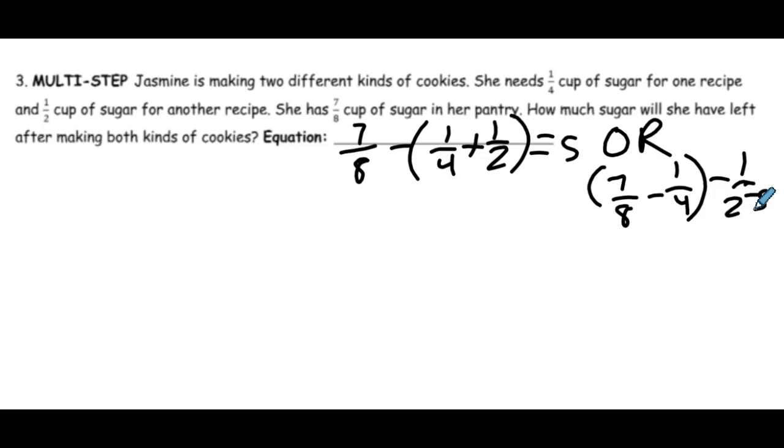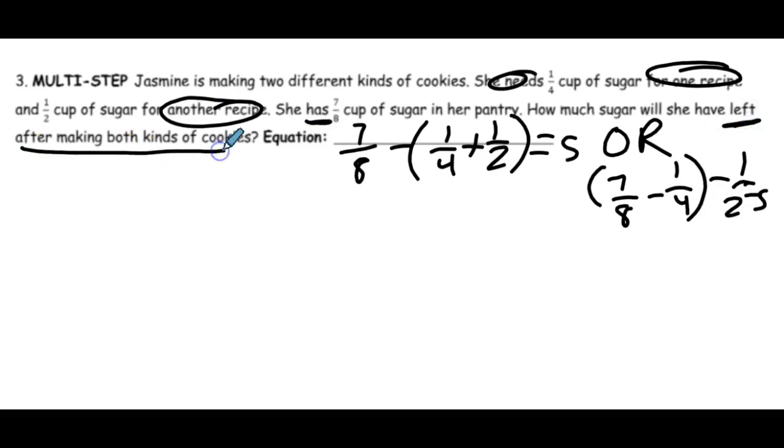Sorry, clue words. So she needs 1/4 for one, 1/2 for the other, and she already has 7/8 cups. So how much will she have left? We know that there has to be some subtraction after making both kinds of cookies. Okay, sorry about the scribbling there. Okay, so go ahead and solve and then go check it on the answer key. Hit pause and good luck.